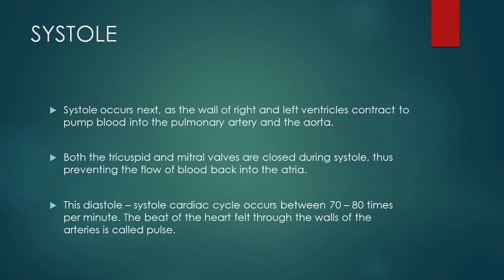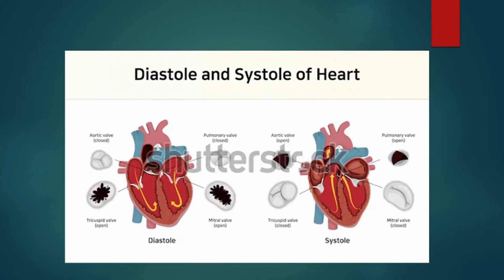Systole occurs next as the walls of the right and left ventricle contract to pump blood into the pulmonary artery and aorta. Both the tricuspid and mitral valves close during systole, thus preventing the flow of blood back into the atria. The diastole-systole cardiac cycle occurs between 70 to 80 times per minute. The beat of the heart felt through the walls of the arteries is called pulse.